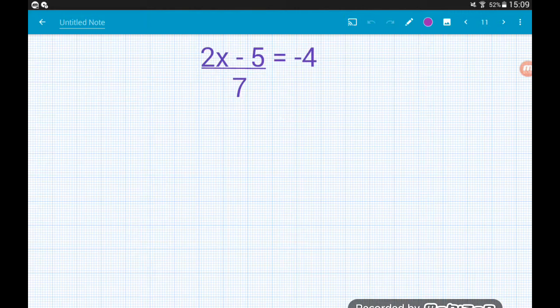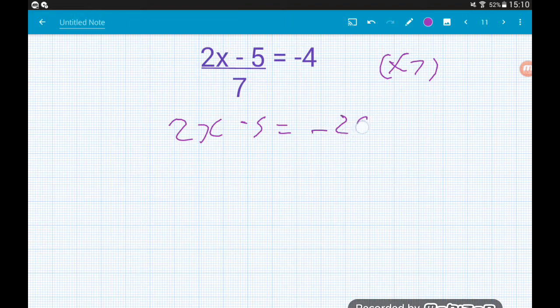Okay, another slightly trickier one then. So this time we've stepped it up again. We've got a negative number over on the right hand side. So our very first step is to cancel out that division of 7 on the left. So we're going to multiply both sides by 7. That will give us 2x minus 5 equals minus 4 times 7, which is minus 28.